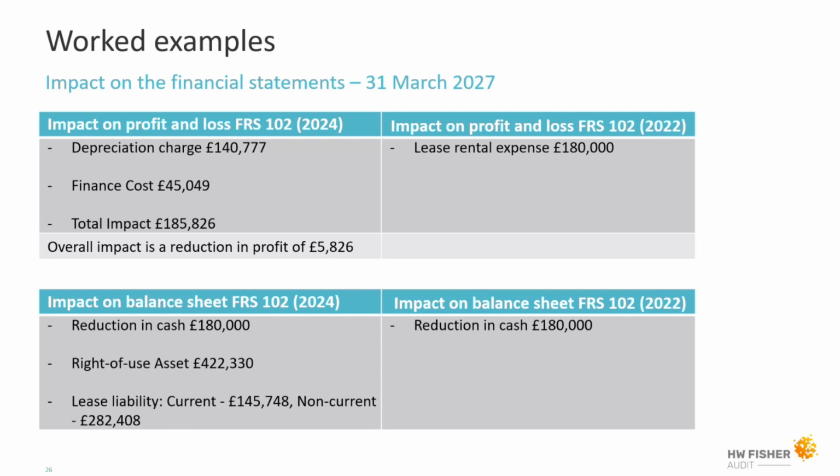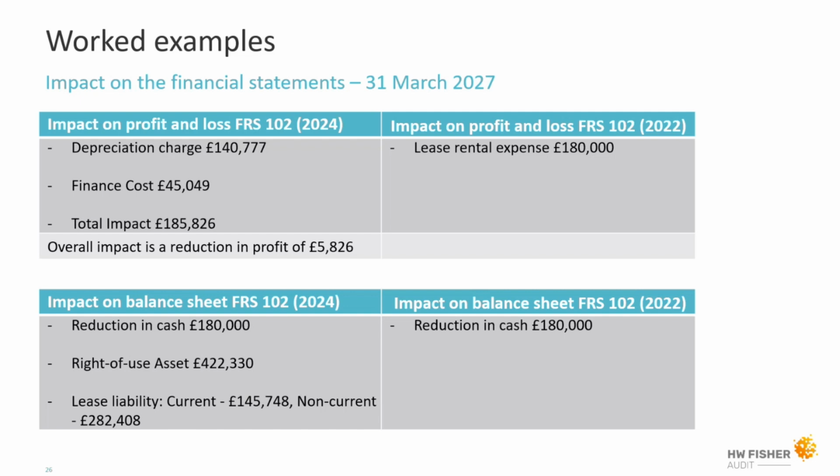Old FRS 102, we just had the operating lease, £180,000. So it's not a huge difference, but you can see we had a one-off cost of £180,000. That's what we were paying out, and now we've got this £185,000 that first year.